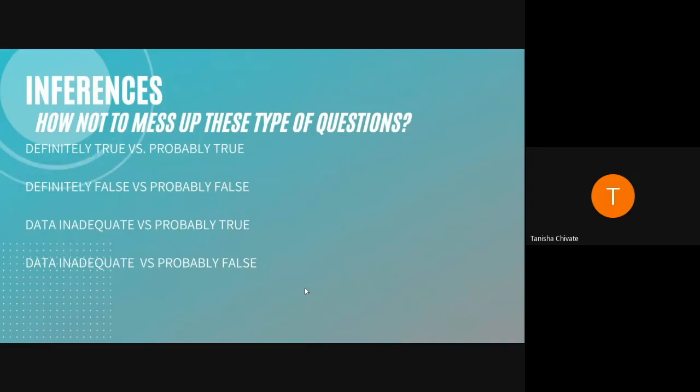Now, one thing which you get all the time is data inadequate. When is the data inadequate and when is it probably true? Again, I talked about that extra assumption, right? If you make an extra assumption and then also you don't come to a concrete conclusion, you're unable to derive a proper inference, then the data is inadequate. So then you can mark option D, none of the above, or data inadequate for that question. If it is not, it's definitely true, probably true, or probably false.